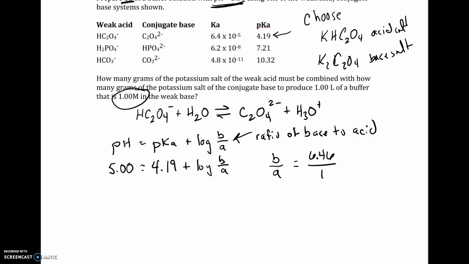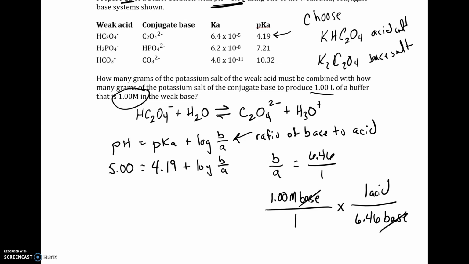Mm-hmm. I like to think of this ratio as moles. So we have 6.46 moles of our base to 1 mole of our acid. But our problem here limits us with our weak base. We have to be 1 molar in the weak base, and it is just 1 liter. So in this case, you can use moles or liters or molarity because they're the same thing. We have 1 molar base, and our ratio is 1 to 6.46. If we do that division, we need 0.155 molar acid.